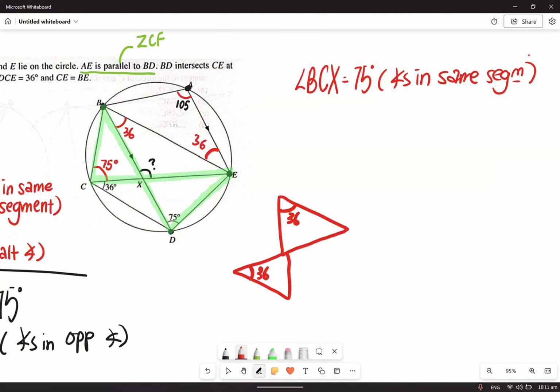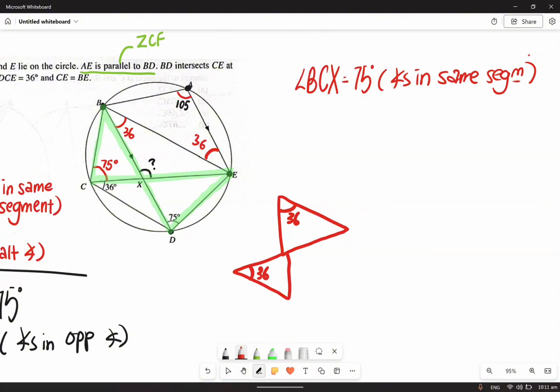Can we say E is 36 also? Let's see E. You meant BEX? Can we say it's also 36? How do you know that? Since AE and BX are parallel. Oh no, cannot, because it's inside the circle. Yeah, it's inside the circle.